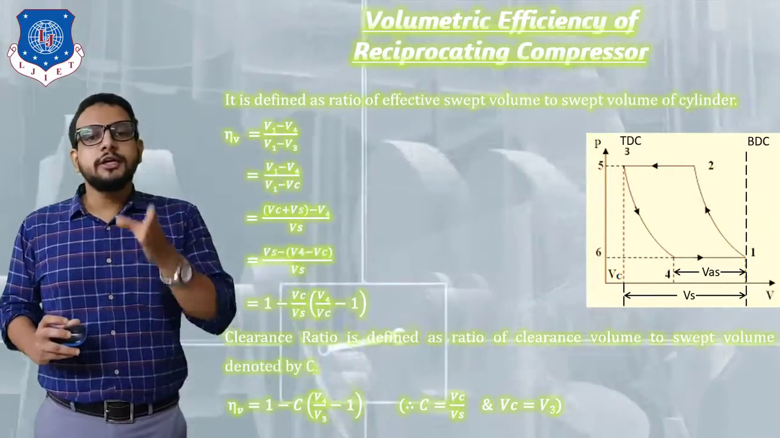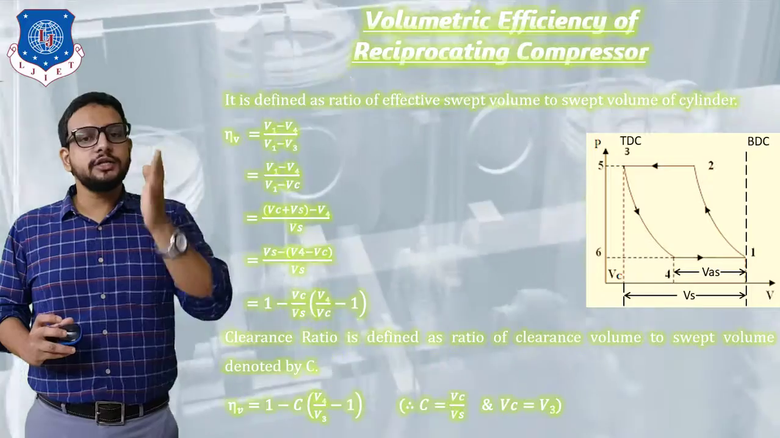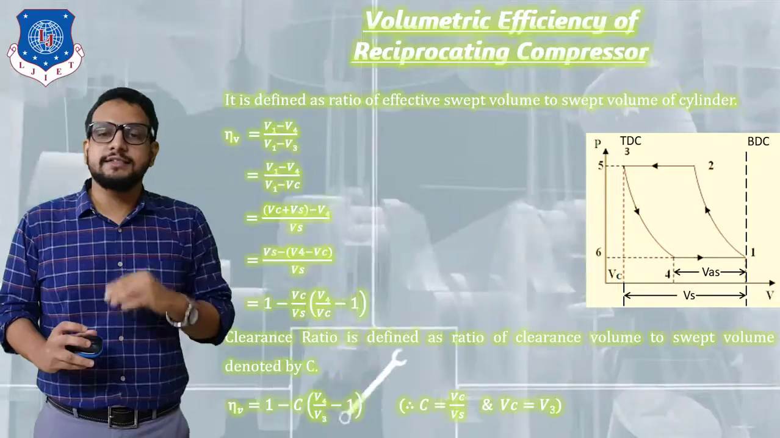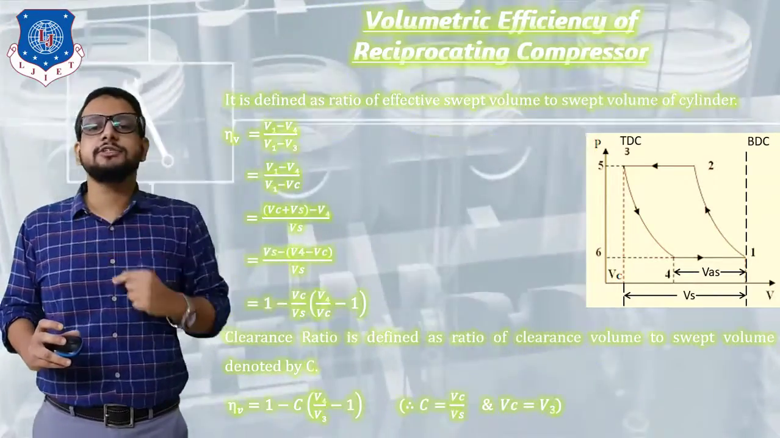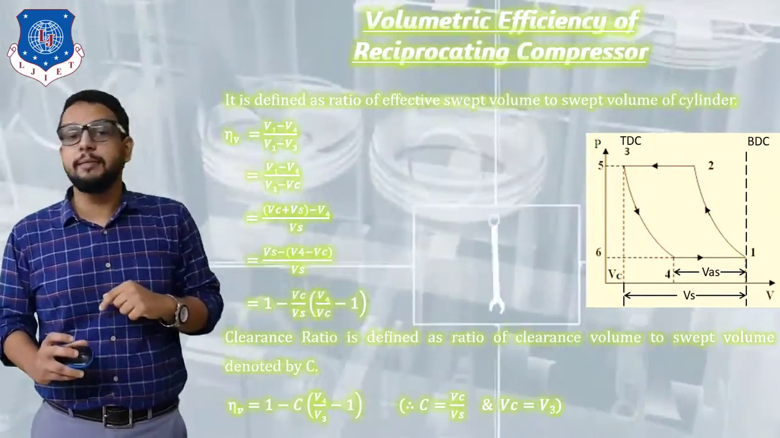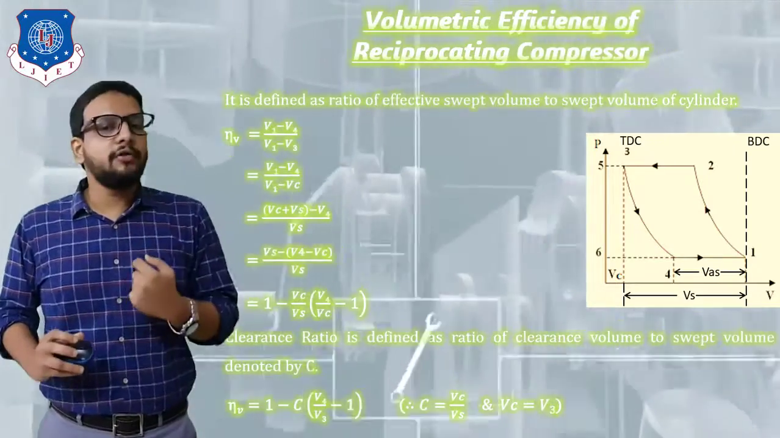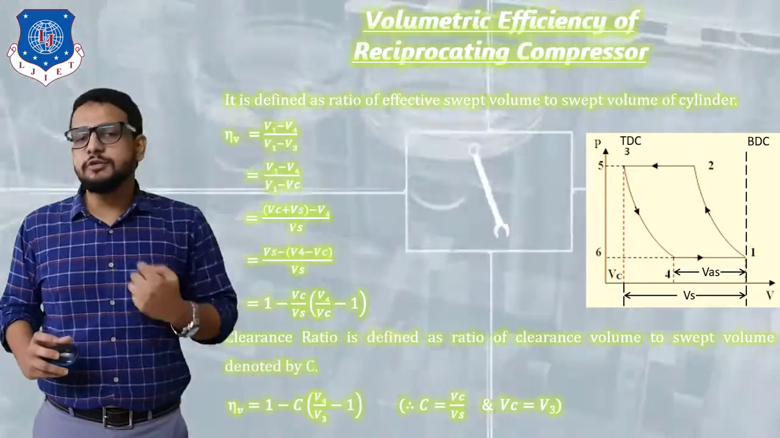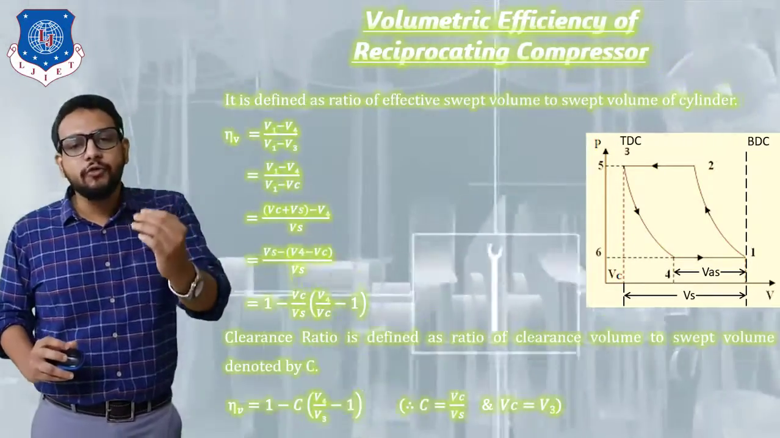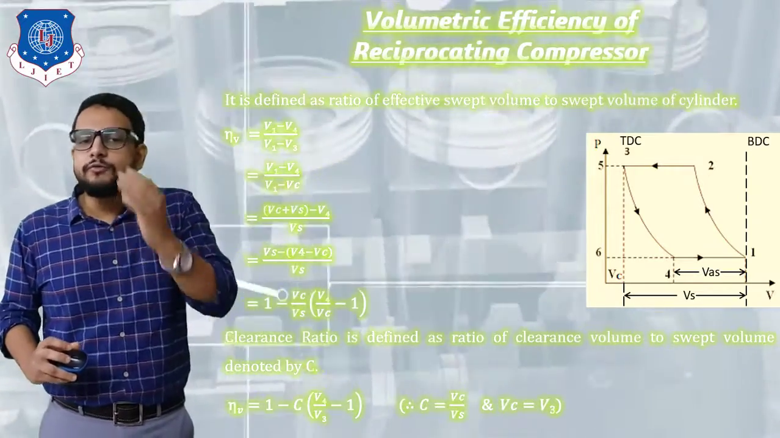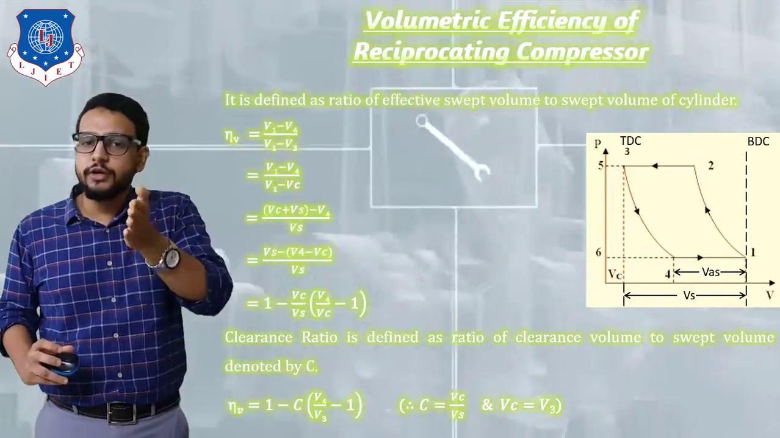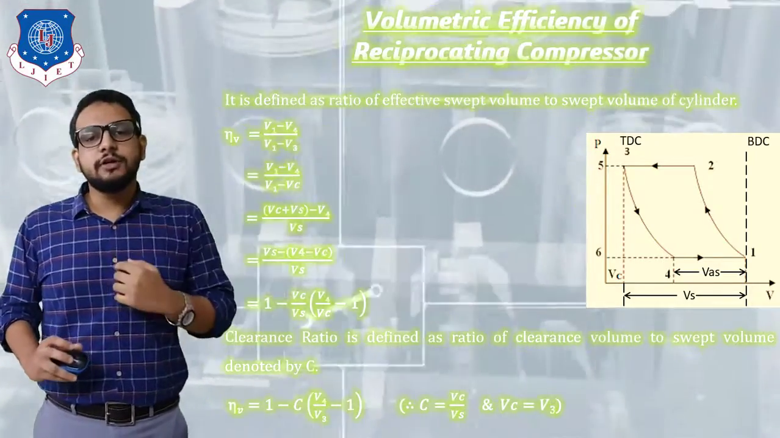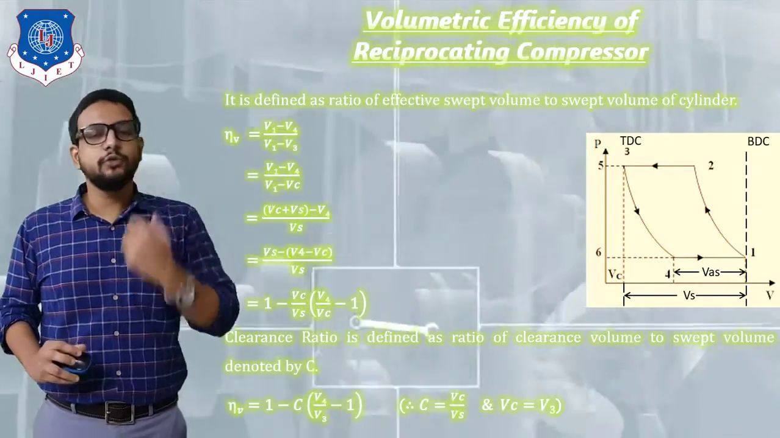Now here comes a new term that is called the clearance ratio. Clearance ratio is defined as the ratio of clearance volume to swept volume. Yes, that is Vc by Vs is called clearance ratio and it is denoted by capital C. So in the next step, I have directly placed Vc by Vs as the clearance ratio capital C. So the equation becomes 1 minus C in a bracket V4 by Vc. Now over here Vc can be written as V3, right? So in this step I have written V4 by V3 minus 1 because C is equal to Vc by Vs and Vc is equal to V3.